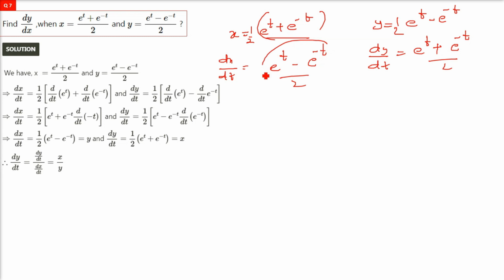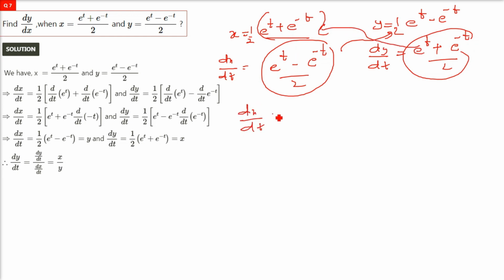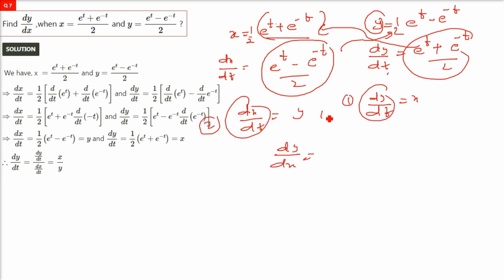Now what is this? If you compare it with the question, this is nothing but y. What is this? This is x. Just see the question, you'll see. So dx by dt is nothing but y only. And dy by dt, if you compare it with the actual one, is going to be equal to x. So dy by dx is equal to x divided by y. Alright, that is your answer.